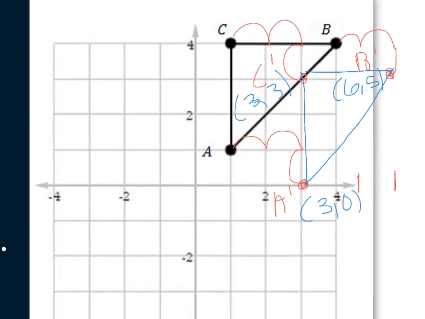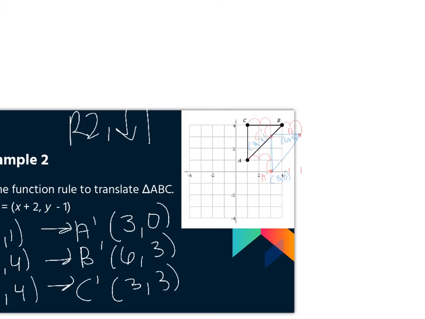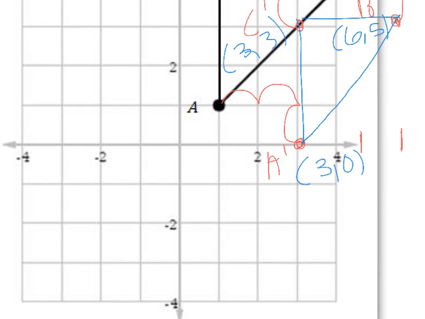And if you notice, those are the same coordinates we got. We found that A prime was at 3, 0, B prime was at 6, 3, and C prime was at 3, 3. So you have 2 ways you can solve. You can either use the mapping rule and find the coordinates and just plot those, or you can use the mapping rule and do like we did here where we just used the graph and plotted our points from there.